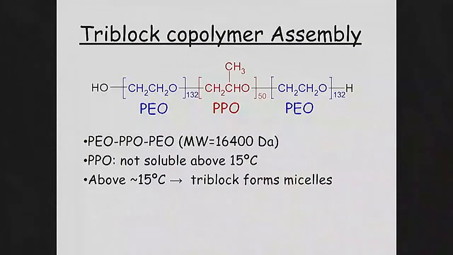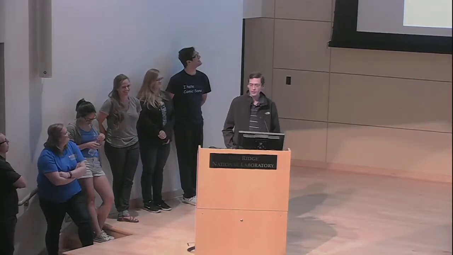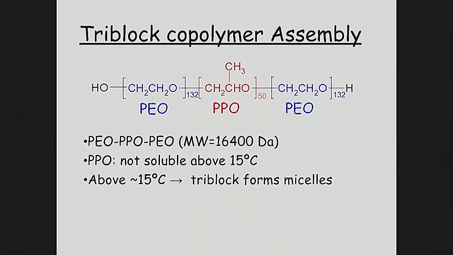Okay, so now that you guys know exactly how the instrument works, we're going to go into the exact materials that we used. So pretty much we looked at the assembly of this tri-block copolymer shown here. It has a central block of PPO, or polypropylene oxide, surrounded by two blocks of polyethylene oxide, or PEO. And the central block, PPO, has temperature responsive properties where above temperatures of about 15 degrees C, the PPO is no longer soluble in water.